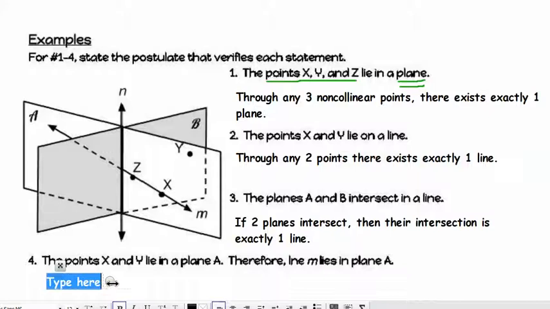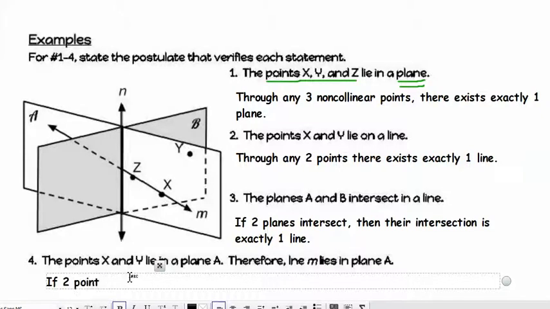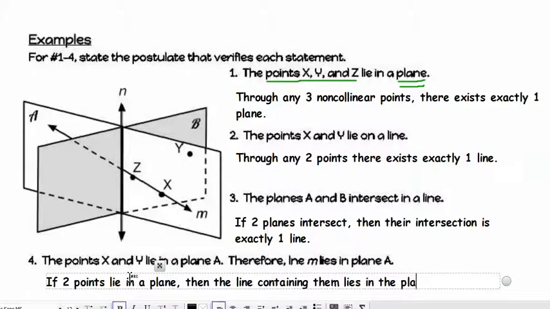And the last one: if 2 points lie in a plane, so we've got 2 points lie in a plane, and then something about the line lies in the plane. So in this case, if 2 points lie in a plane, then the line containing them lies in the plane. It's a word association, kind of matching the words in the statement to the words in the postulate.